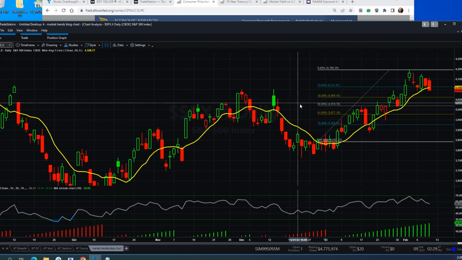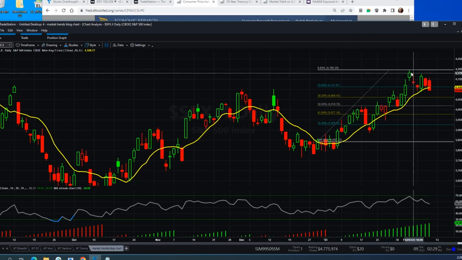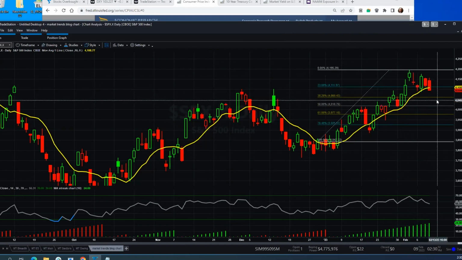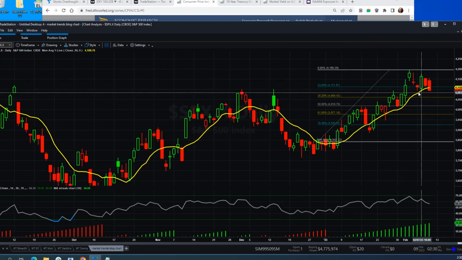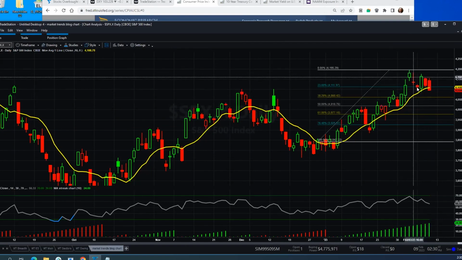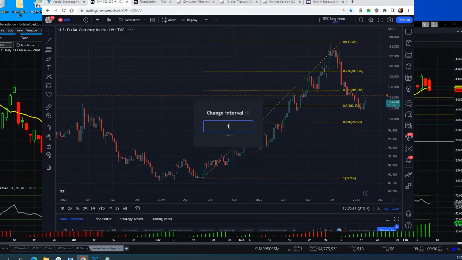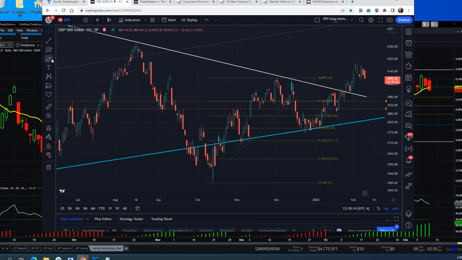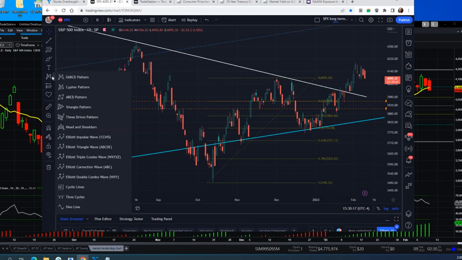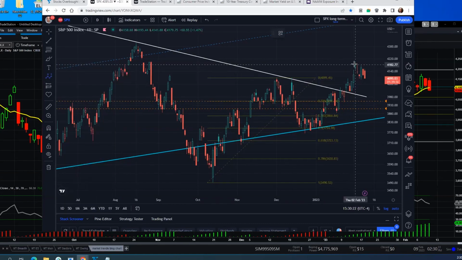Another way to think about it is, if we look at a level like this, I pointed out, think of something like an ABC correction: a pullback, a bounce, and a continuation lower. A, B, C. You can draw that easily on TradingView. I can go to my patterns, I have an ABC correction like this, and you go A, like boom, boom, boom, something like that. That's how people can draw things like that. And that's often the way things pull back like this. You can see that here.